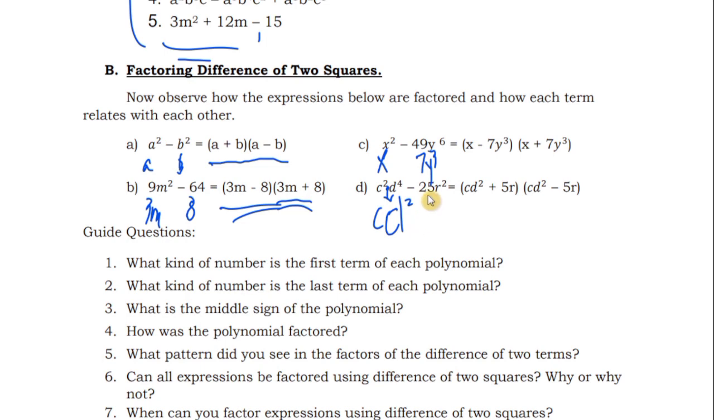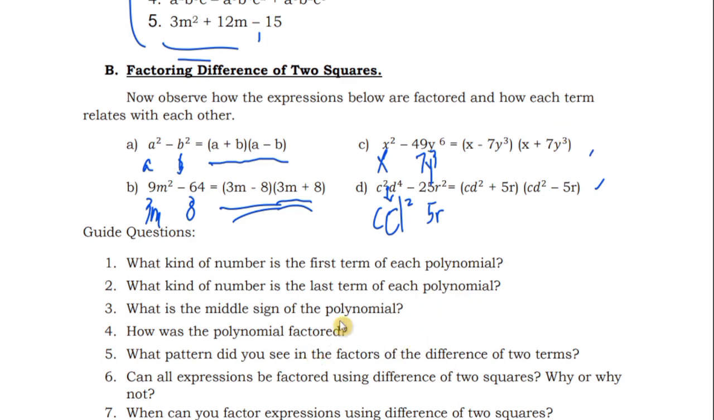Okay, 25r squared is a perfect square of 5r. So that is why the answer now is cd squared plus 5r times the quantity of cd squared minus 5r. Okay, that is now the explanation.